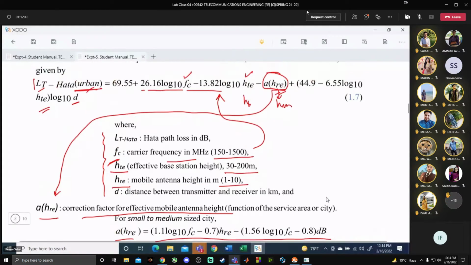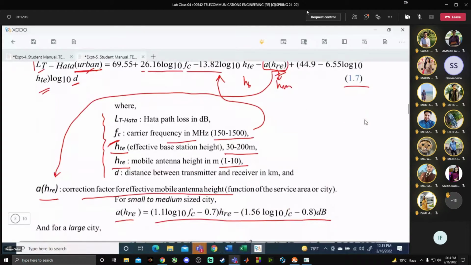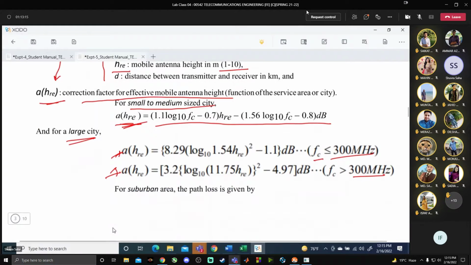So before using equation number 1.7, you have to use this equation to calculate A of HRE. But A of HRE is actually different in different places. For small to medium size city, this is the equation. For large city, these are the equations. Again there is a classification here. If FC is less than 300 megahertz, then you can use it for large city. If FC is greater than 300 megahertz, then you have to use this equation. Okay, you just have to understand what the constants are.